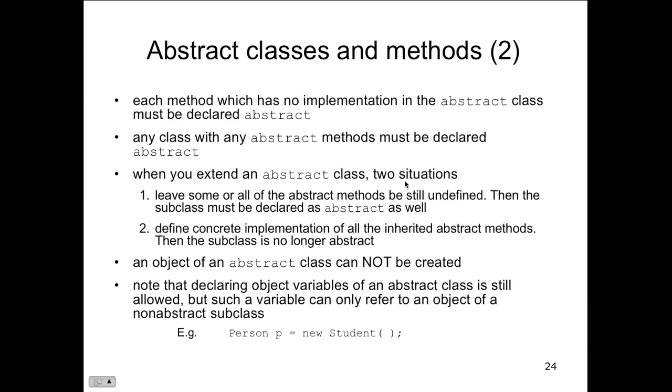When you extend an abstract class, two situations occur. Leave one or more of the abstract methods, leave some or all of the abstract methods still undefined. Just create them but leave them empty, because it has to be there. Then the subclass must be declared as abstract as well. So now we start building abstract classes off of abstract classes. Or define concrete implementations of all of the inherited abstract methods, then the subclass doesn't have to be abstract anymore.